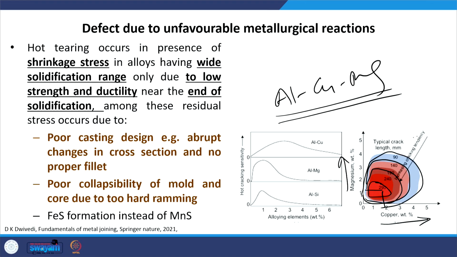So, if we have magnesium greater than 4% or copper greater than 4%, then we will have the no cracking zone. So, we need to adjust the composition, either singly or in combination of magnesium and copper, such that the composition of the alloy lands in the no crack sensitive zone.